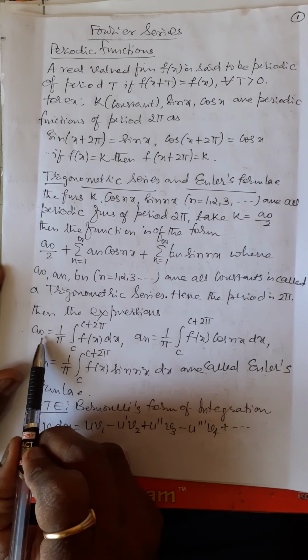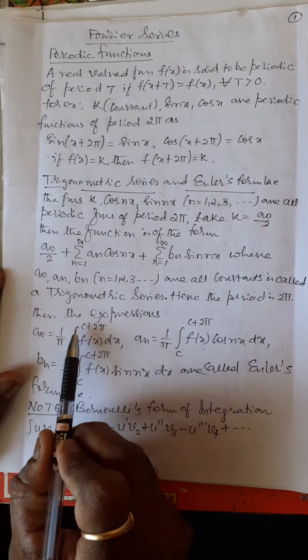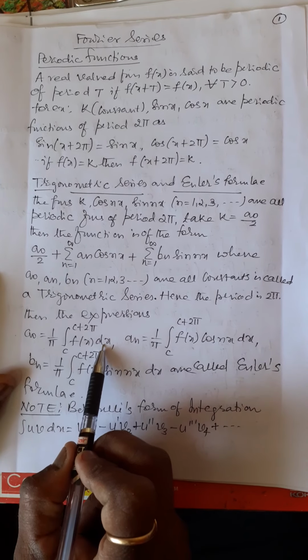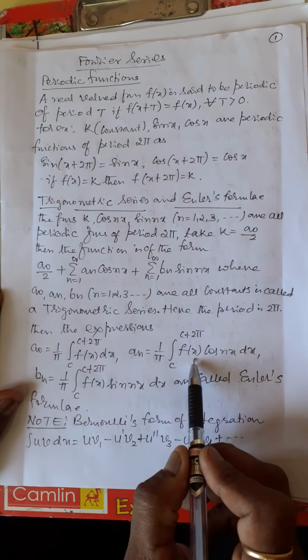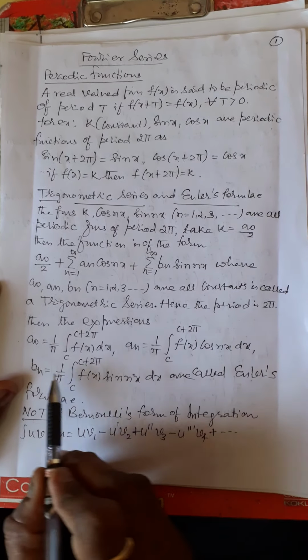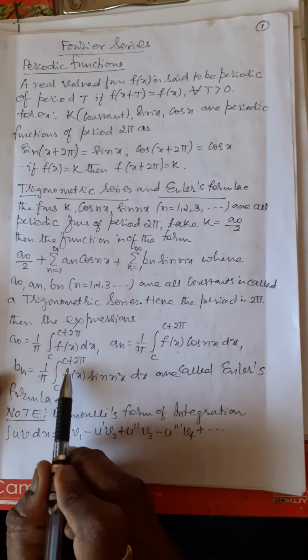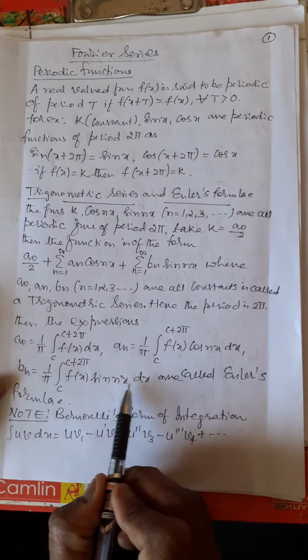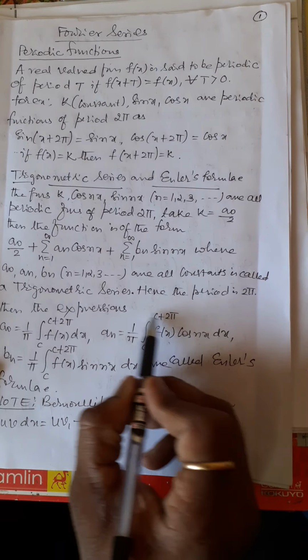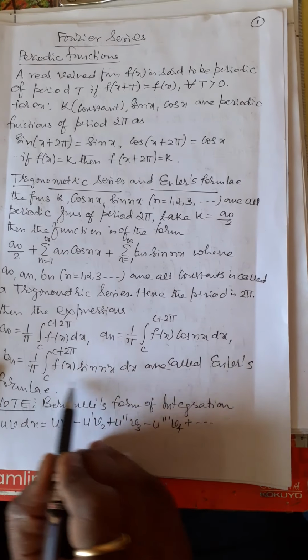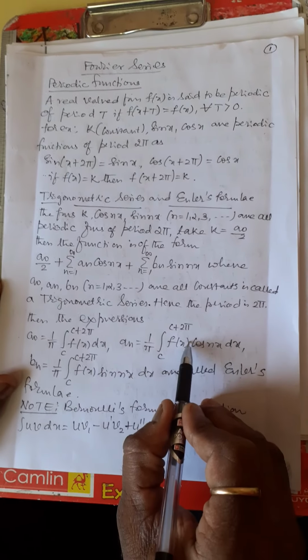Then the expressions a naught equal to 1 upon pi integration between c to c plus 2 pi f of x dx, and a n equal to 1 upon pi integration between c to c plus 2 pi f of x cos nx dx, and b n equal to 1 upon pi integration c to c plus 2 pi f of x sin nx dx are called Euler's formula. Okay, refer to these three as very important results.